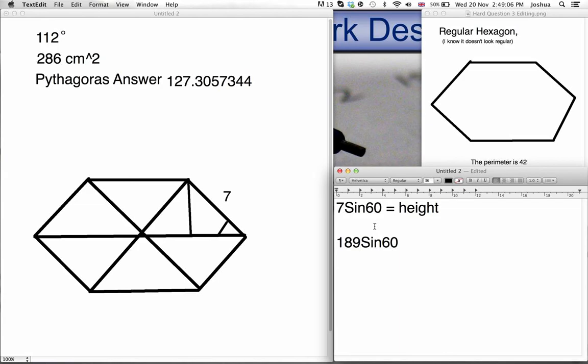Yeah, it is sine 60. It's 21 still. 21. So this is the height. I'm just a bit confused because it didn't give the correct answer. What if it's 21 sine? Maybe 7 sine 60 times 21. Yeah, it works, guys. It works as well.